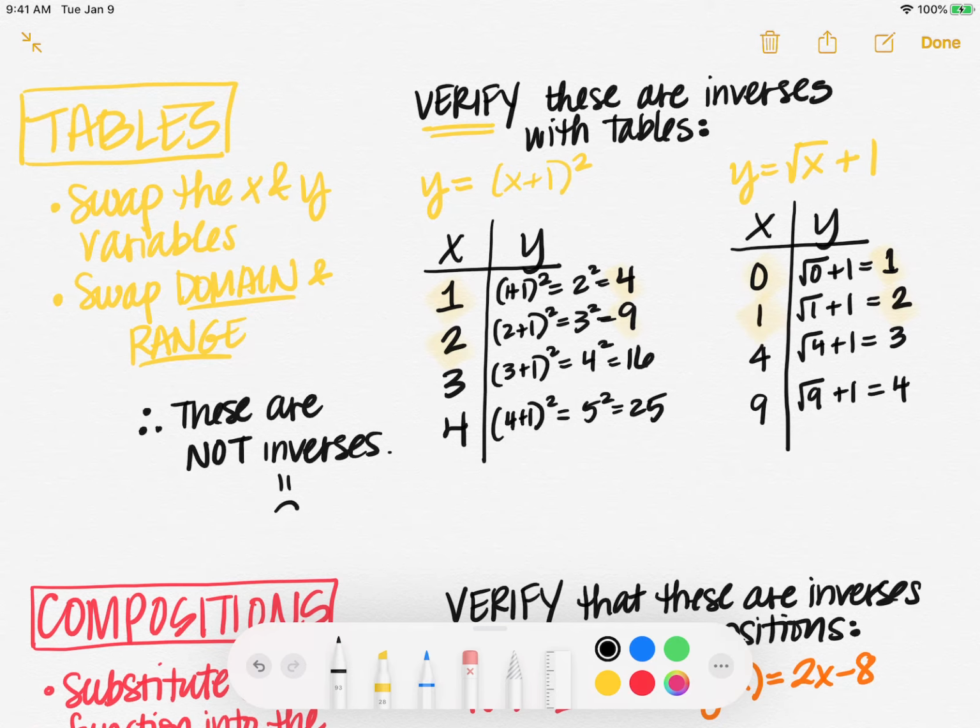So that's just another way we can use those tables. We expect to see the tables perfectly inverted. When they're not, they're not inverses.